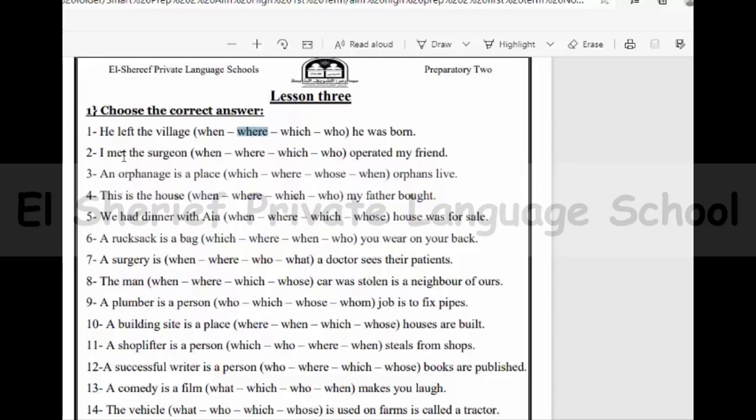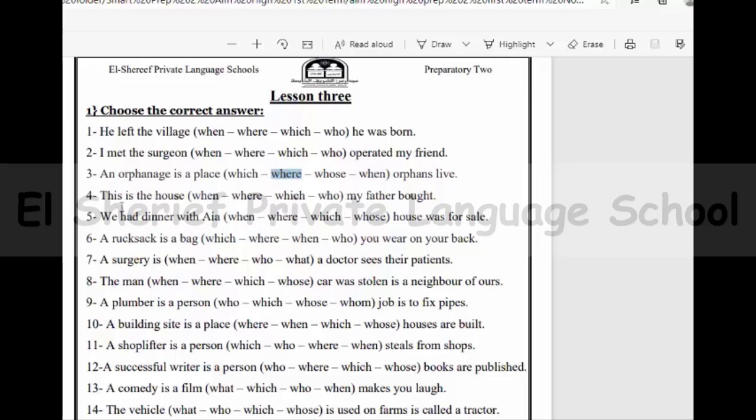Number 2. I met the surgeon. Operated on my friend. So the surgeon is a person, so the relative pronoun is who. So I met the surgeon who operated on my friend. Number 3. An orphanage is a place orphans live. So a place where orphans live.